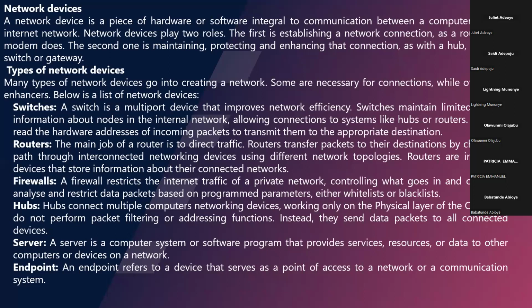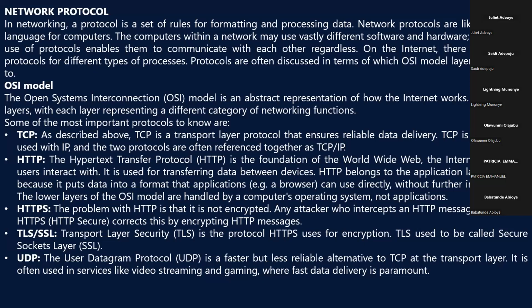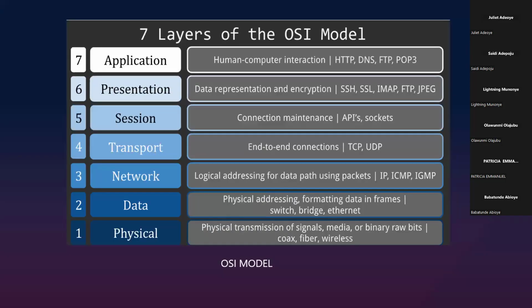Then we have networking devices. These are the devices that make our information to be shared seamlessly, where we have the switches, the router, the firewall, the server, and the endpoints as well. Then we have the OSI model. This consists of 7 layers. So this is what I have here: the application, the presentation, the session, transport, network, data link, and the physical layers, and what they all stand for, what they really work for.